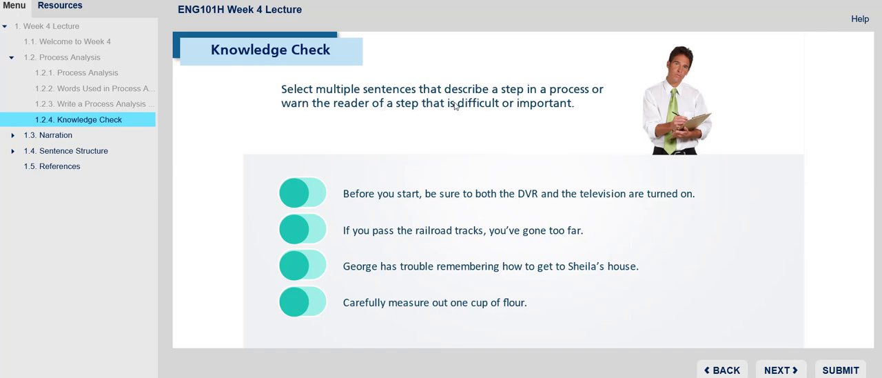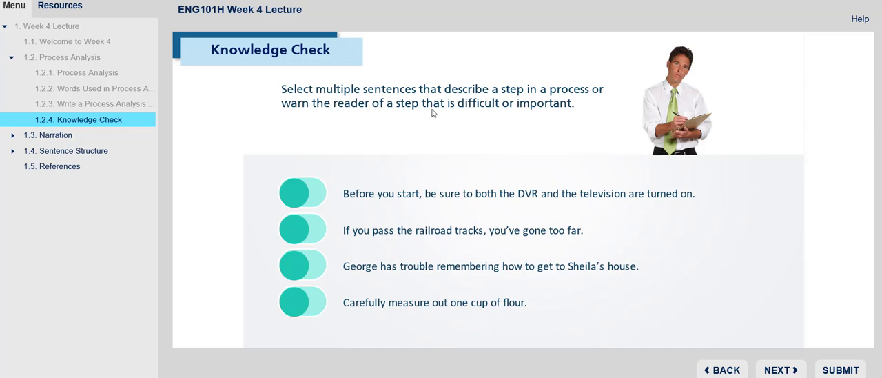Select multiple sentences that describe a step in a process or warn the reader of a step that is difficult or important. Well, I'm not going to go over this, but this is an example of what would be a typical topic sentence for a step. Before you start, be sure both the DVR and the TV are turned on. If you pass the railroad tracks, you've gone too far. George has trouble remembering how to get to Sheila's house. Carefully measure out 1 cup of flour.